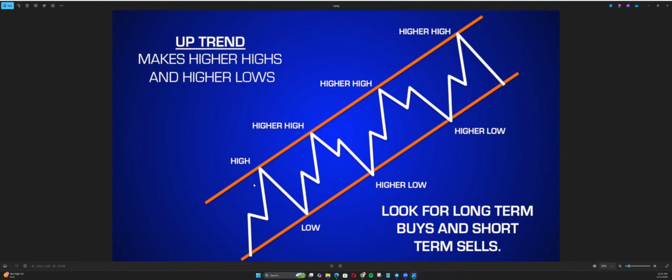It keeps going higher and higher and higher. So you see your higher highs, your higher lows, your higher highs, your higher lows. All right? Does that make sense? We have a high here, higher high, higher high, higher low, higher low, higher low. So I'll show you on the chart what that looks like right away.